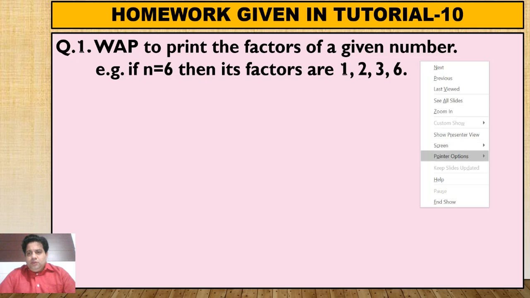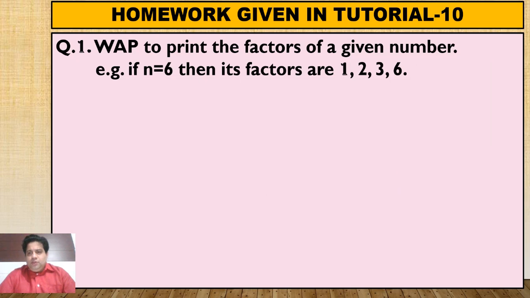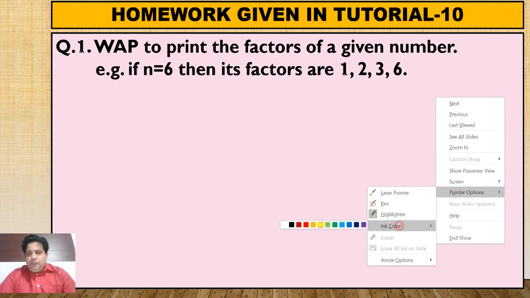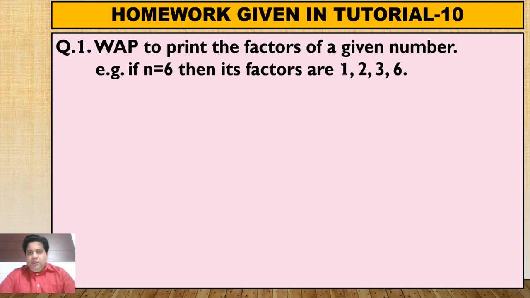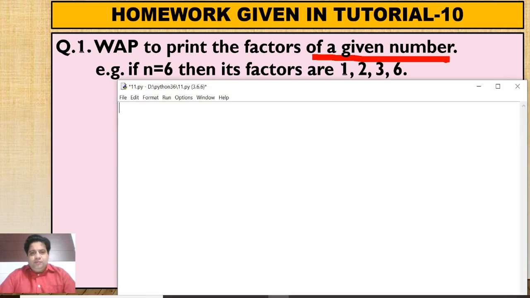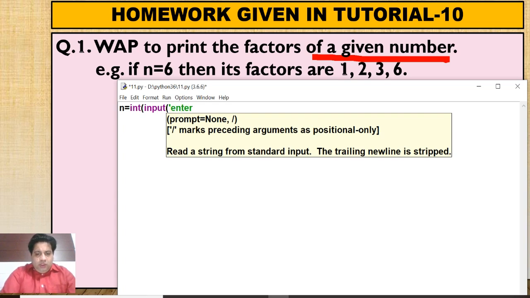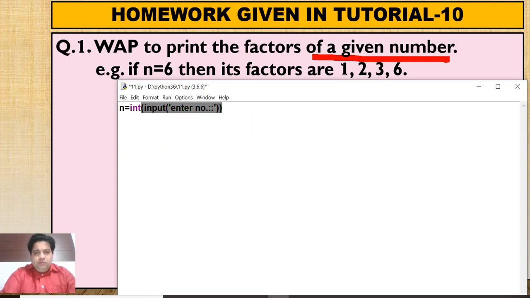Now, first of all, you should understand the language of the question. It says factors of a given number. Given number means the number that will be entered by the user. So suppose the number is n, int input, enter number. Clear?